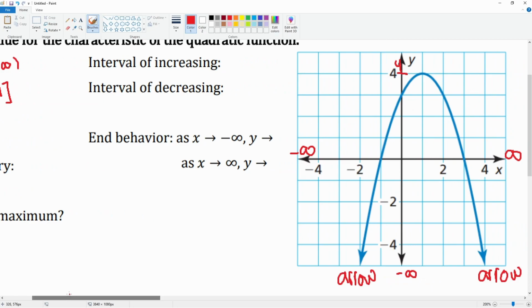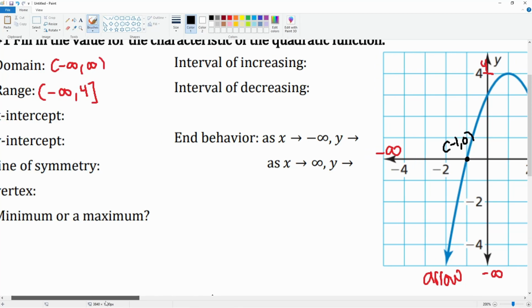The x-intercepts are the locations in which it crosses the x-axis, which is right here, -1, 0, and right here, which is 3, 0. Those would be the locations for the x-intercepts, -1, 0, and 3, 0.